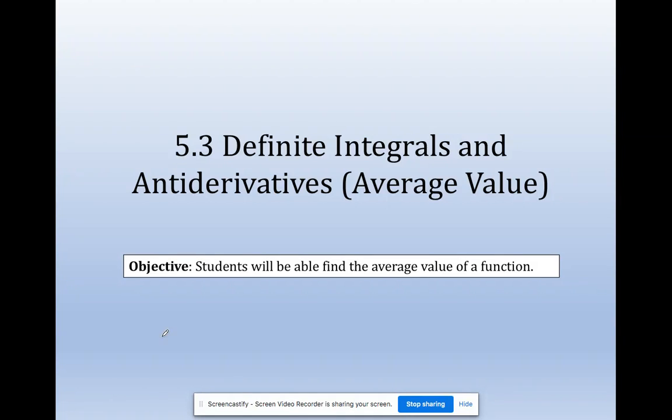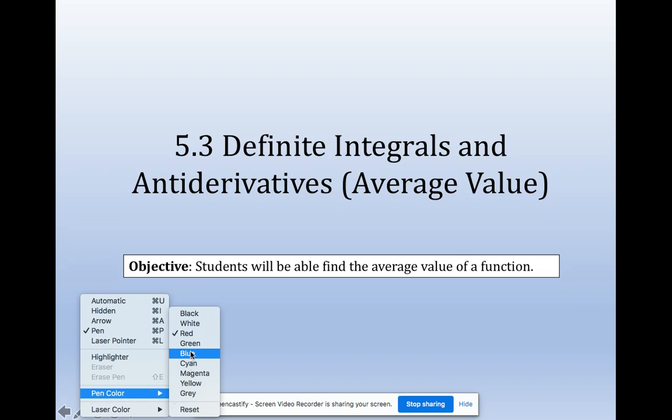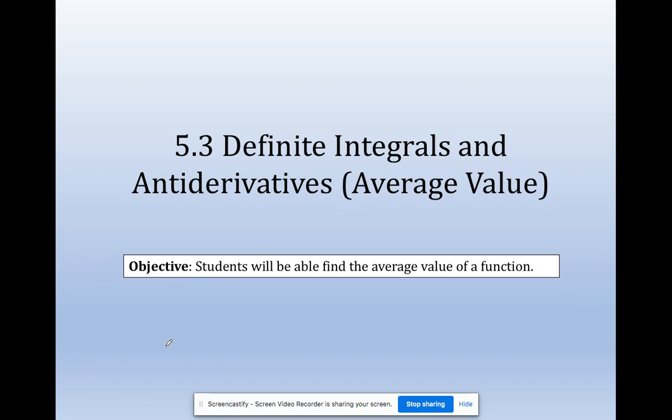Hey kids, time for some more math with definite integrals. And this time we are going to talk about average value. Now I want you to reflect back on elementary school math and learning how to take an average, right? This is average value of a function.